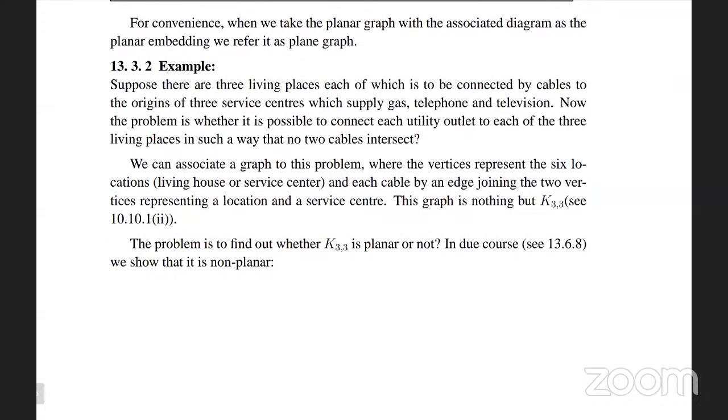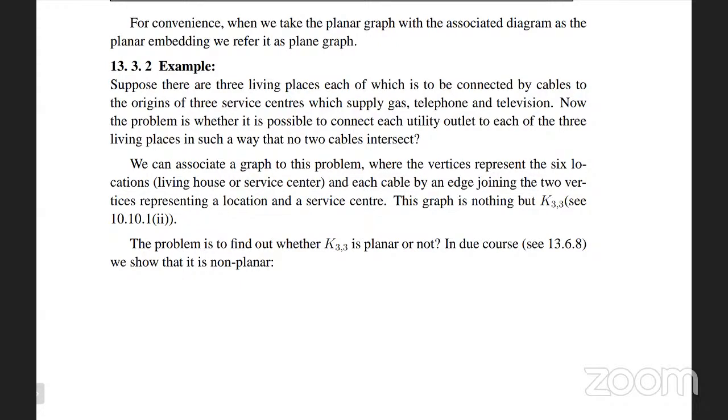For example, suppose there are three living places, each of which is connected by cables to the origins of three service centers that supply gas, television, and telephone connections. Now the problem is whether it is possible to connect each utility outlet to each of the three living places such that no two cables intersect. This is the way we want them arranged.